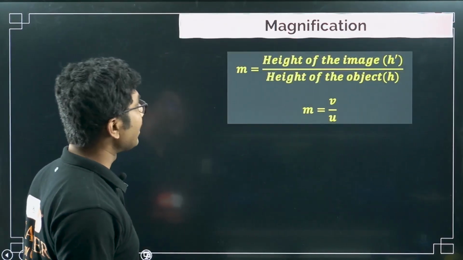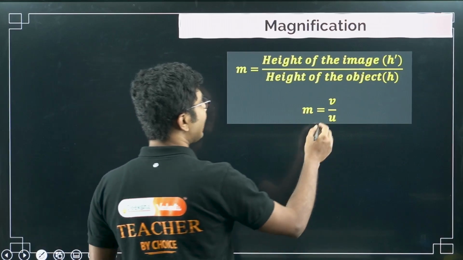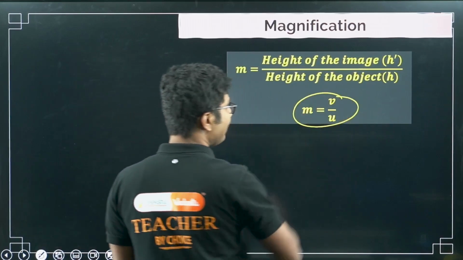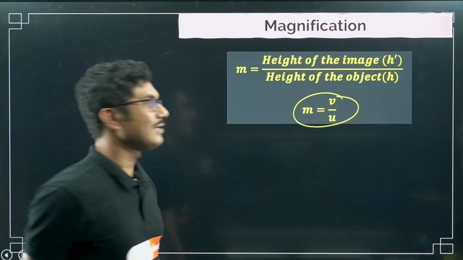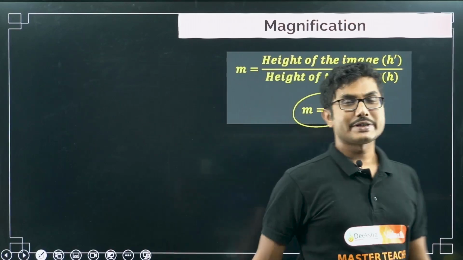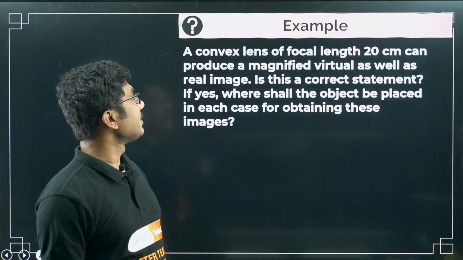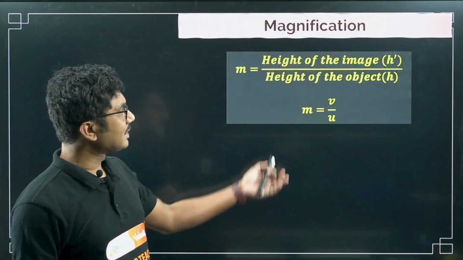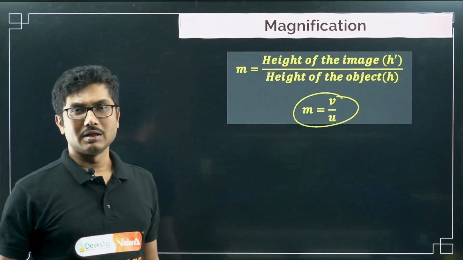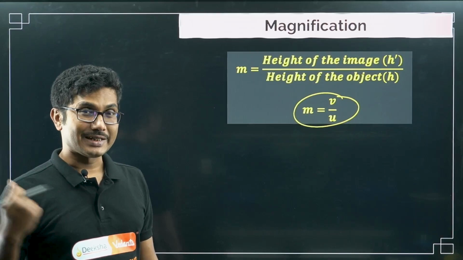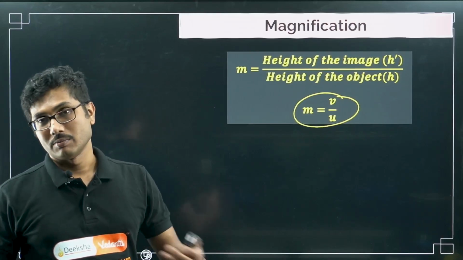Now let's look into the magnification. In case of lens magnification, it is again v by u, but there is no extra negative sign. No extra negative sign, and the condition is same. If the sign is positive, then we get virtual image. If the sign is negative, then we get real image.